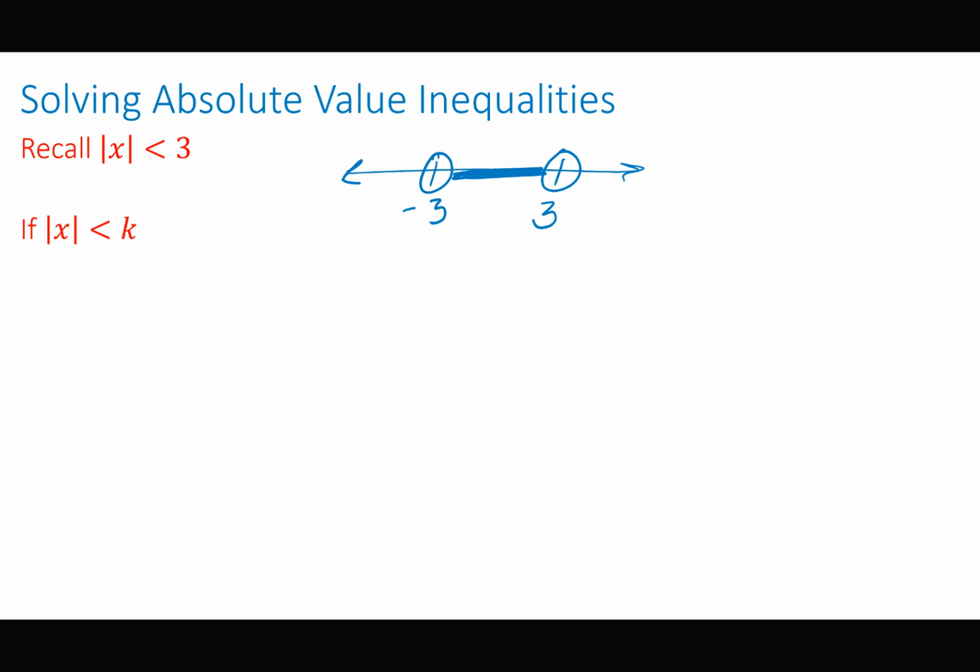Now let's just do it in terms of k. So if I have absolute value of x is less than k, it's going to be from a negative k to a positive k. Again, open circles and everything in between there. Right? This is one, put a star next to it, box this in. If you have an absolute value less than some k, it's always going to be that section in between. So it will always look like this.